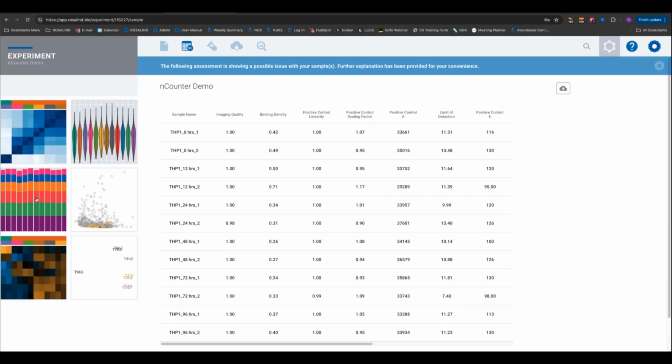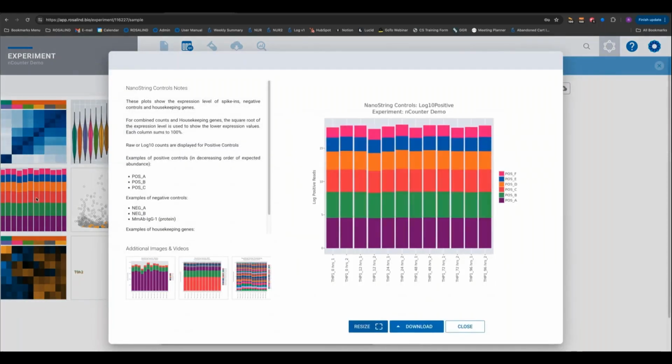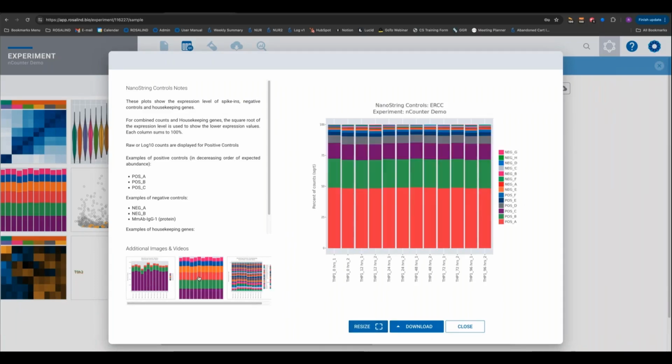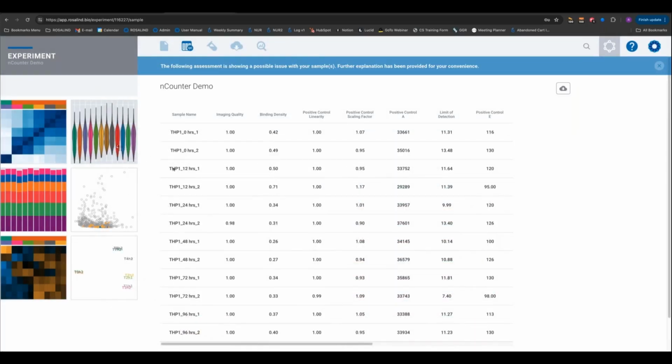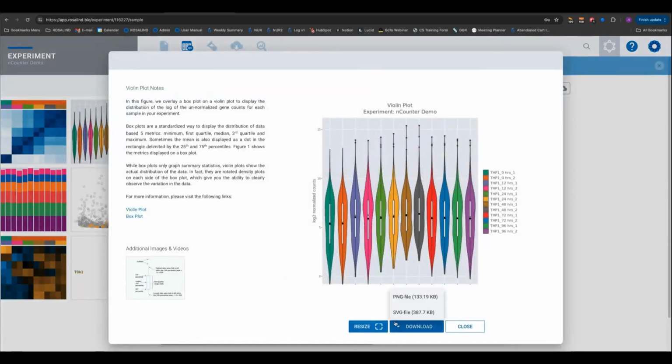We have visualizations for all of these positive and negative controls and housekeepers that I just talked about in the slides. So you can look at what is the expression of the positive controls. We have a view of the stacked percentage graph for the positive controls and negative controls. We have plots for housekeeping genes as well. And I will point out that you can download these as well. So you'll see there's these download buttons. So you can download SVGs or PNGs. In some cases, you can also download the CSVs to get the data behind the plots.